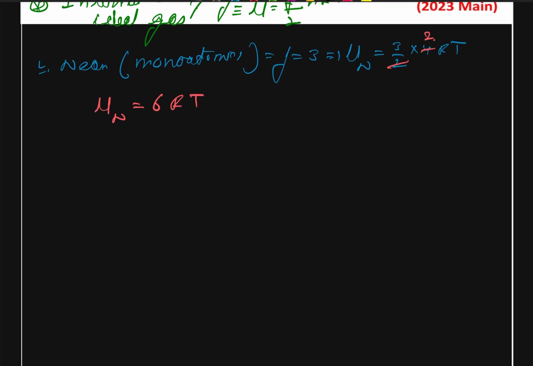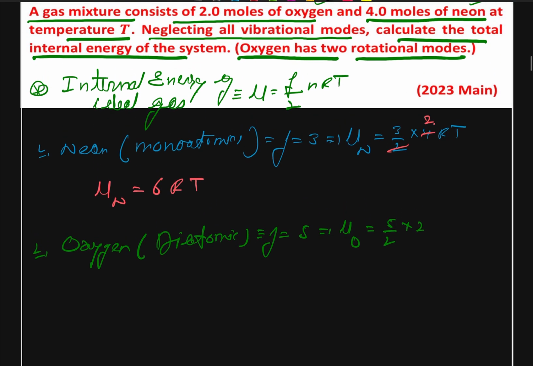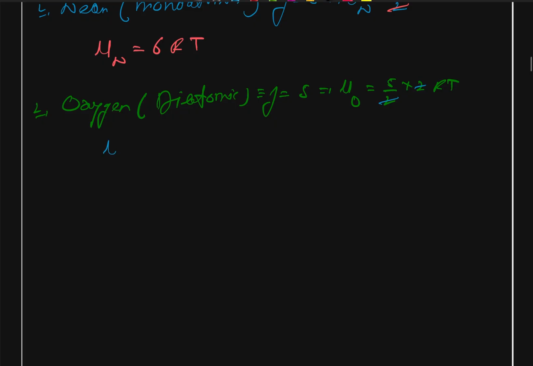Similarly, we can write for oxygen. Oxygen is diatomic, and here the value of f is 5: 3 will be translational and 2 will be rotational. Therefore, U for oxygen will be equal to 5 by 2 times the number of moles of oxygen, 2, times RT. 2 cancels with 2, so the internal energy associated with oxygen is 5 RT.